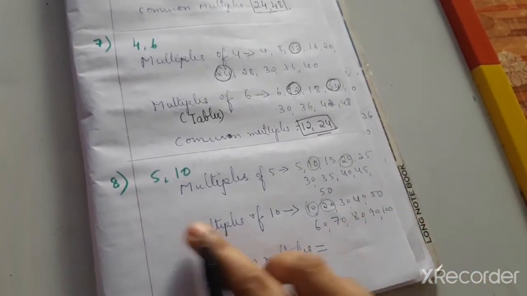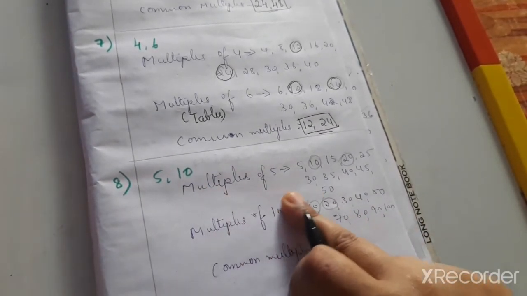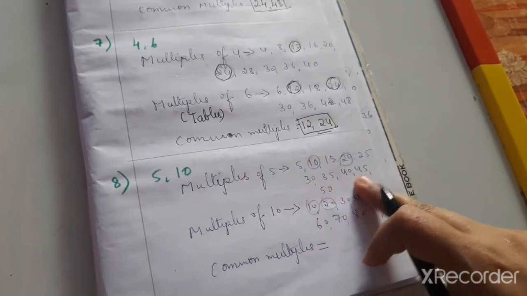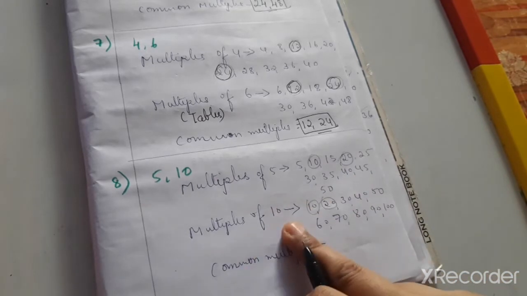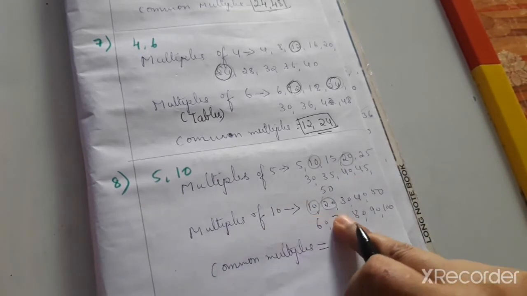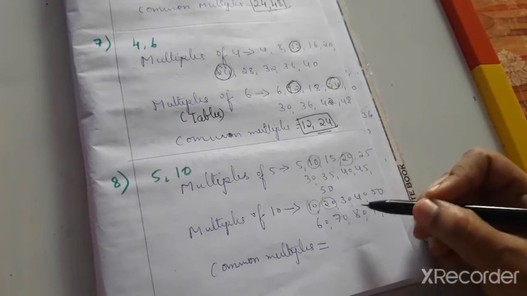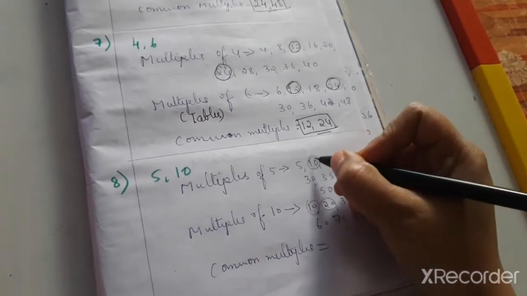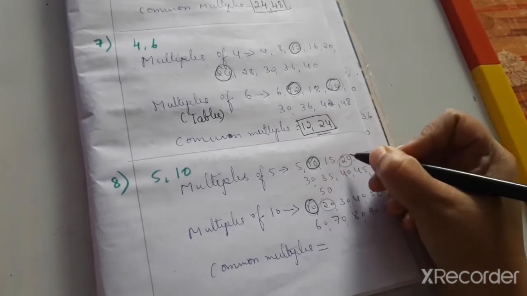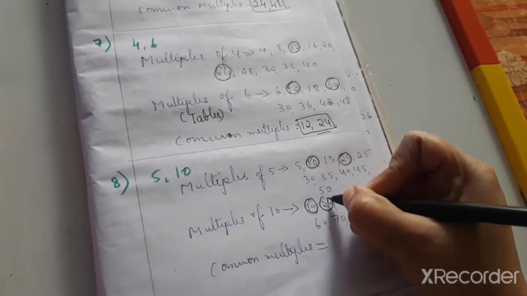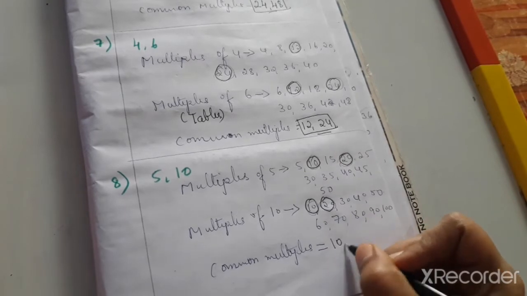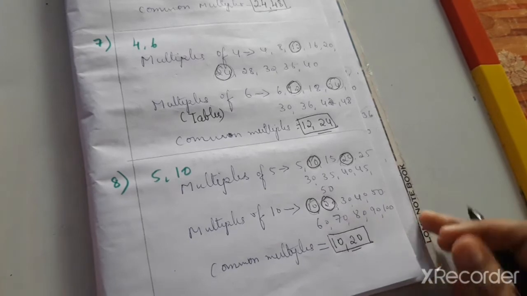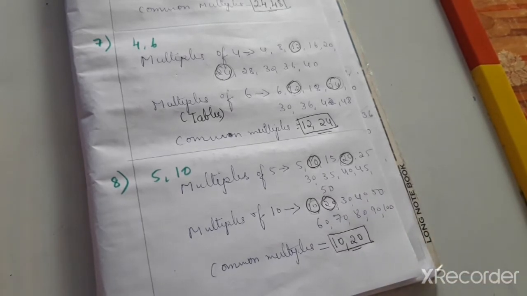Now eighth question, 5 and 10. Multiples of 5 we have to write: 5 ones are 5, 5 twos are 10, 15, 20, 25, 30, 35, 40, 45, 50. And multiples of 10 means tables of 10 we have to write: 10, 20, 30, 40, 50, 60, 70, 80, 90, 100. And two common multiples we want. So 10 is common here, and 20 is common. So common multiples are 10 and 20. This is the answer, children.